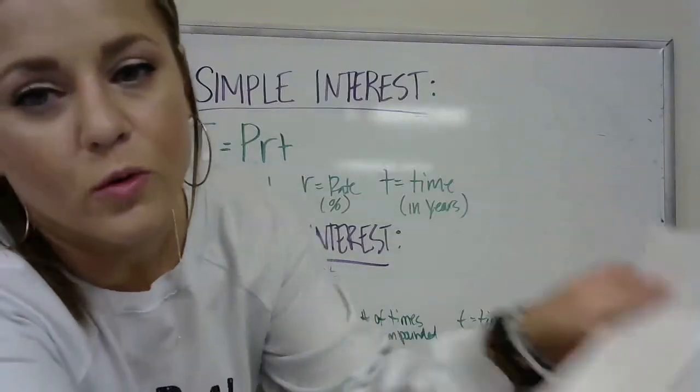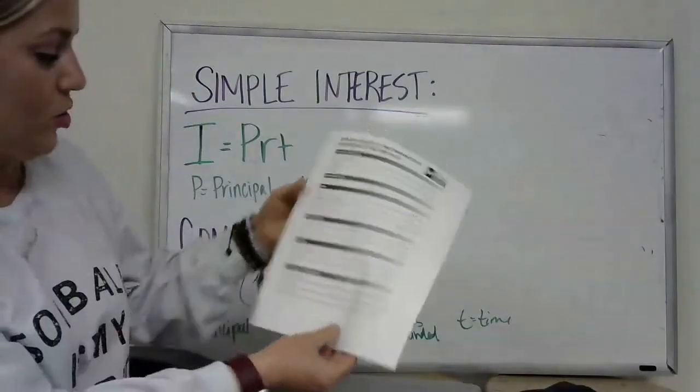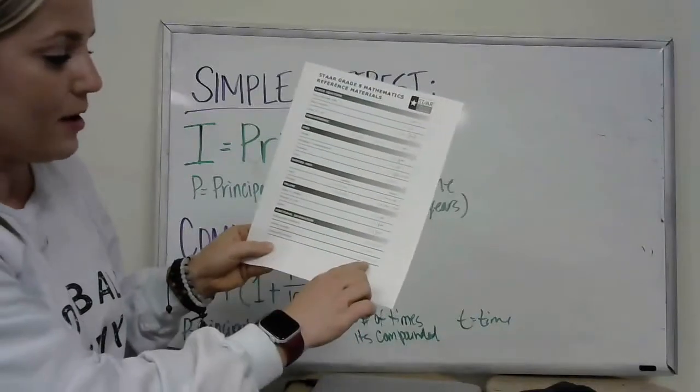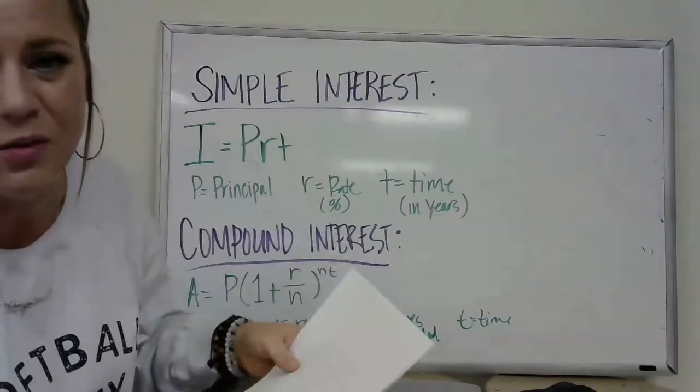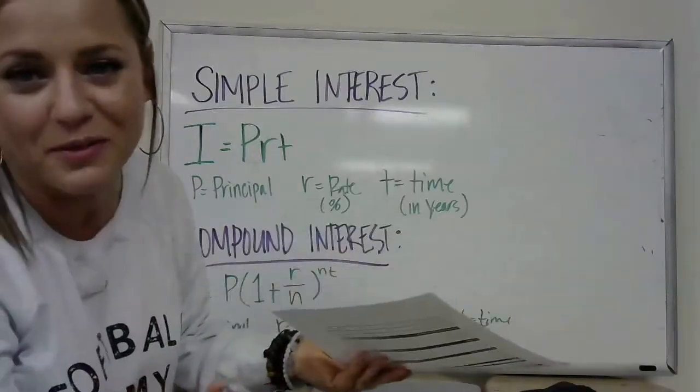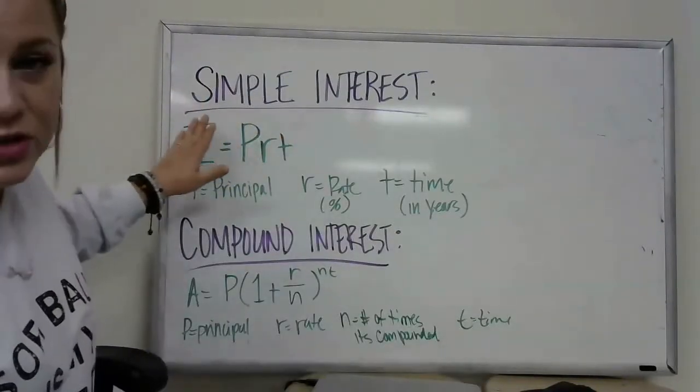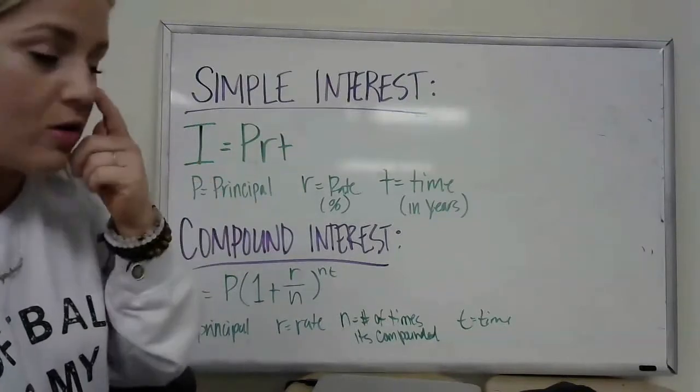All right, guys, before we get started, I need you to mark out the compound interest formula. That is completely wrong. If you use that formula, you're not going to get any right answers. I'm not sure what's going on with that. The simple interest formula is correct.